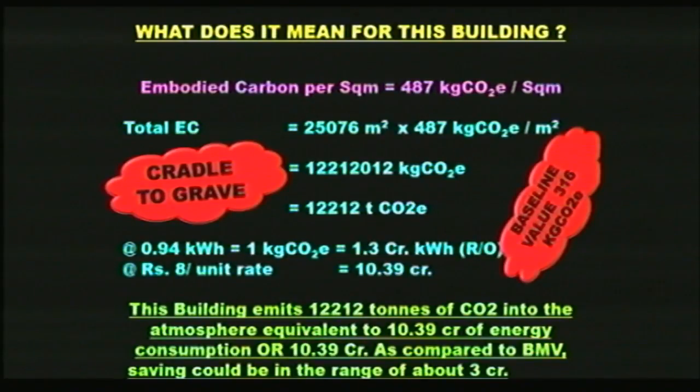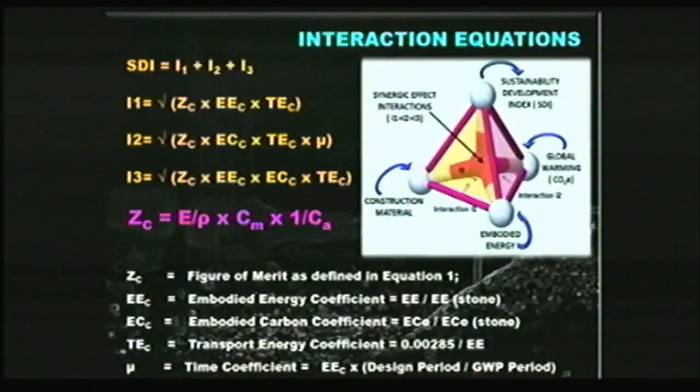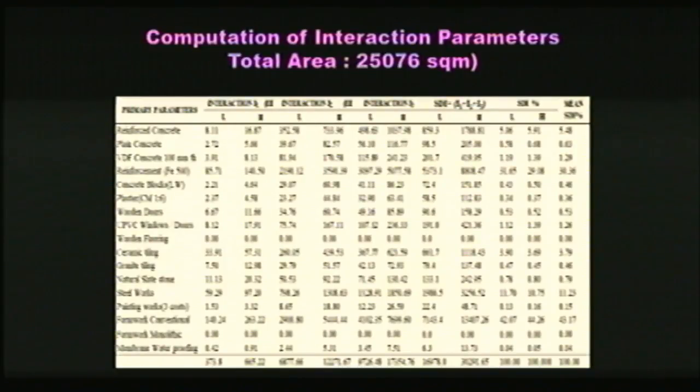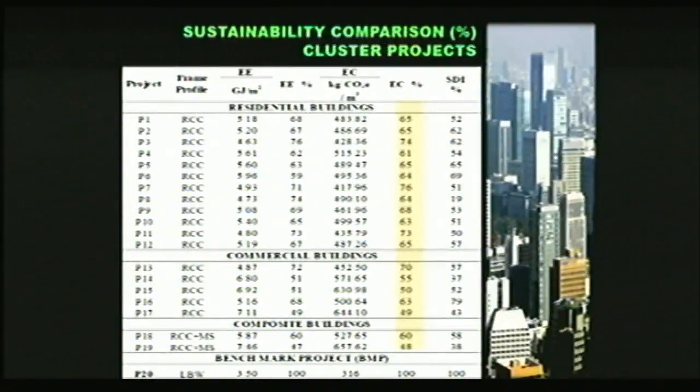And this is important data for civil engineers. These are the interaction equations, and this is the mathematical model which can be identified. I would like to come to the third and last interaction method which I talked about, the ASP-SDI method, which incorporates everything. This method incorporates not only embodied energy and embodied carbon, but also takes into account the other 22 indicators and engineering properties into consideration.